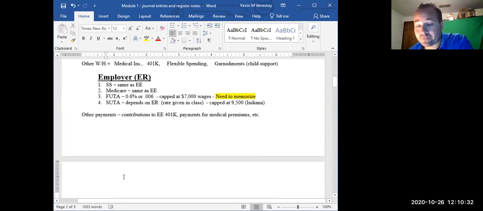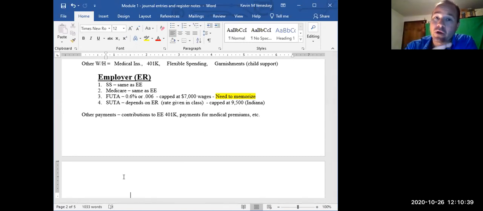Now, the employer, so that would all be in a first journal entry, and we'll talk more about the journal entries in a minute, but those would all be taken out of your paycheck. After all of those are subtracted, you get your final check for the net amount. The net, there's a difference between gross.